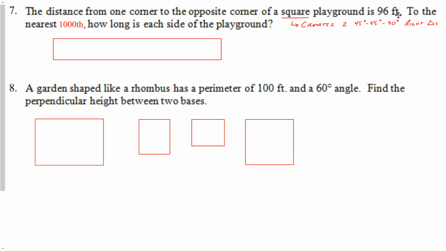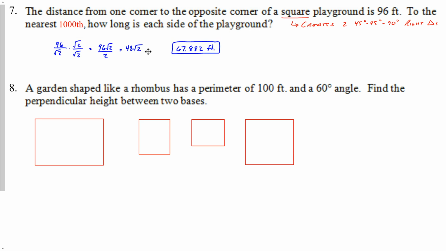So you're given the hypotenuse, you need to find a leg, which means you have to take the value of that hypotenuse, divide it by the square root of 2. So in this case, you're rationalizing by multiplying by the square root of 2 over the square root of 2, and then simplify. And then again, plugging into your calculator, you should have found that you'd have 67.882 feet for the length of each side of that playground.